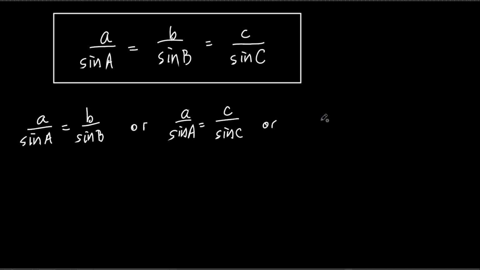Or, what's my other thing here? I already used A twice, right? So what am I going to do? So I'm going to go B over sine of B equals what? C. And that's all the options I have, isn't it? Okay, that should be a capital C. Let me make that a little bit bigger.